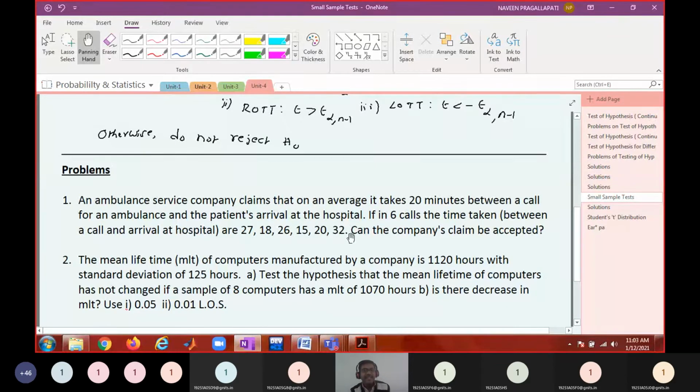Is the level of significance given? It is not given, so let us take it as 0.05. What is the sample size here? 6. Therefore, what will be the degrees of freedom? 5. What is mu naught here?